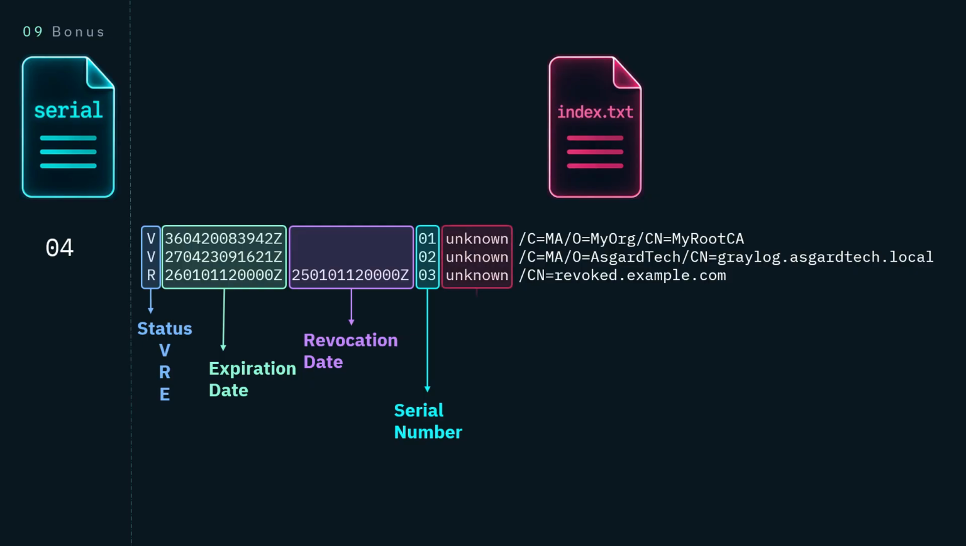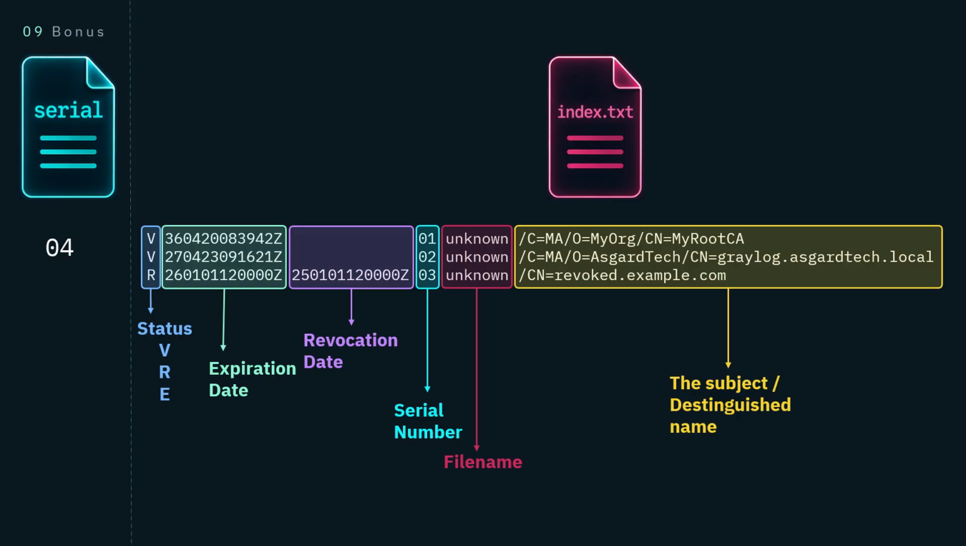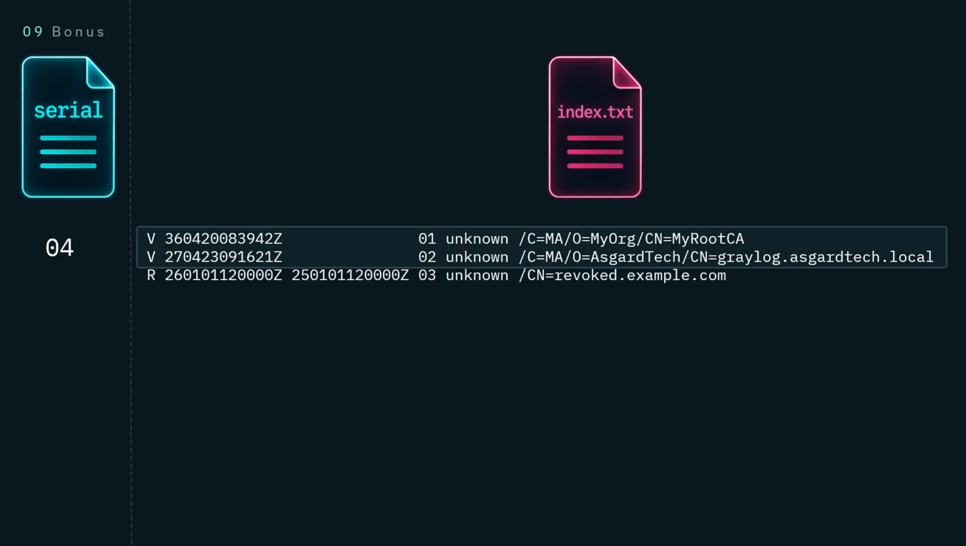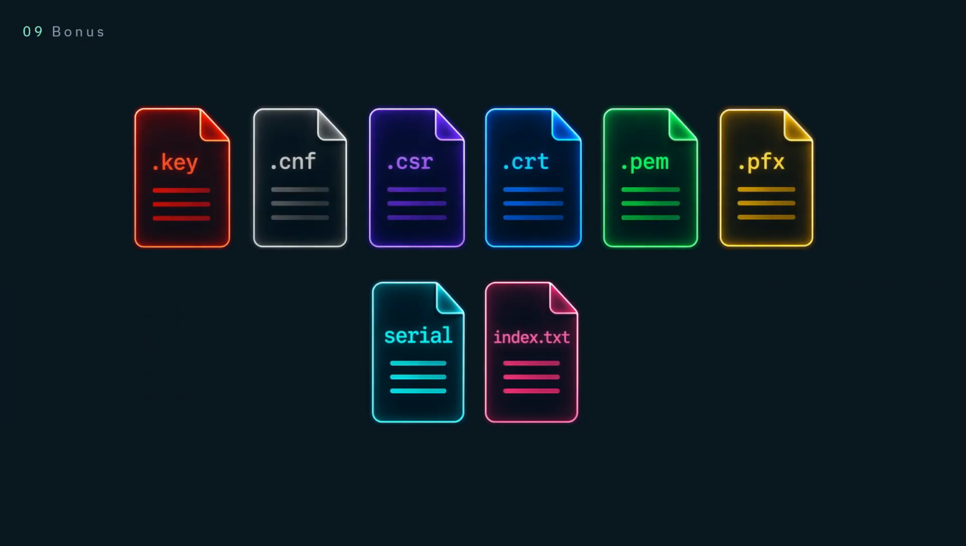The fifth column is the file name, usually unknown in most setups, but it can point to the path of the certificate file. And the sixth column is the distinguished name, the full identity of the certificate, the subject field we saw earlier: country, organization, common name, all of it. So a line in index.txt might look something like this. And if the certificate gets revoked, it will look like this. Together, the serial file and index.txt are what turn OpenSSL from just a crypto tool into an actually functioning certificate authority. Small files, but they carry a lot of responsibility.